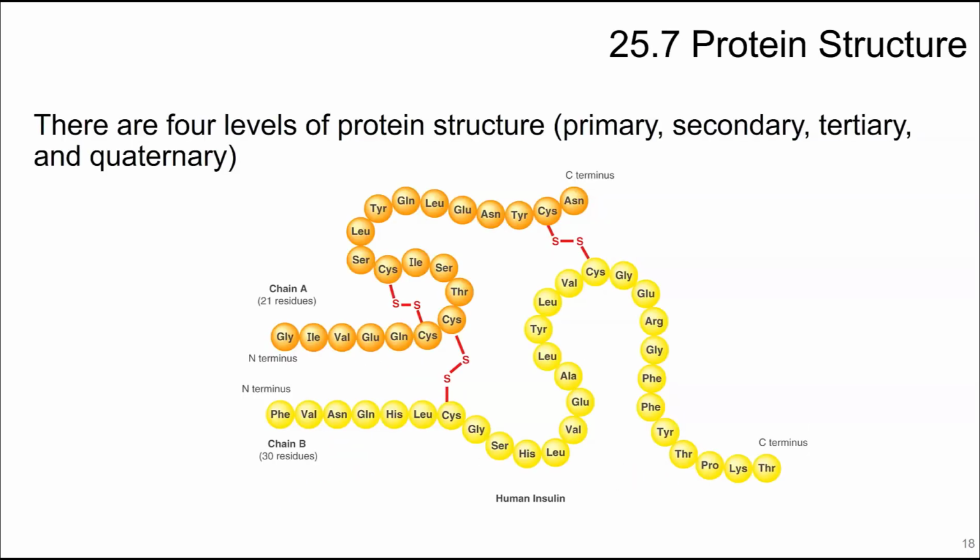So there are 4 levels of protein structure. We have primary, secondary, tertiary, and quaternary. The primary structure is just the sequence.